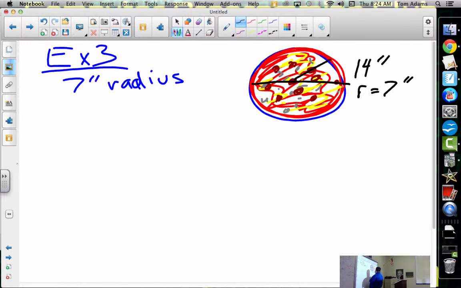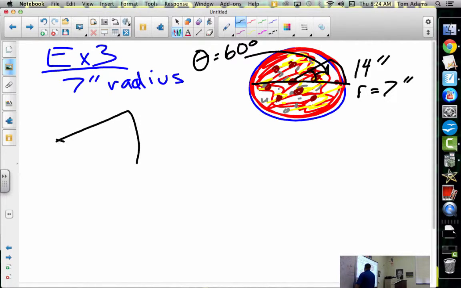Well, what they want to do is they want to take a slice of this pizza such that theta is equal to 60 degrees. And they said, Mr. Adams, can you calculate the perimeter of the pizza? Well, if I take that sector out, I'm going to have a slice that kind of looks like this, where this is 7 inches, and this is 7 inches, and this is the arc length. And theta is 60 degrees.